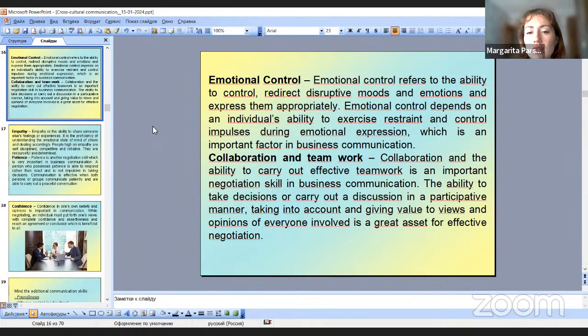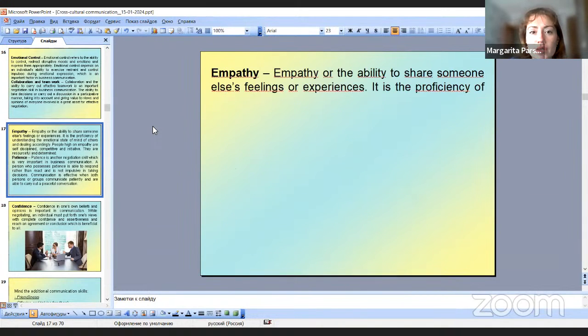So openness and teamwork include that back-and-forth communication. Look again at the slide: the ability to take decisions, to carry out discussion in a participative manner, taking into account and giving value to the views and opinions of everyone. It's a great asset for effective negotiation or communication.